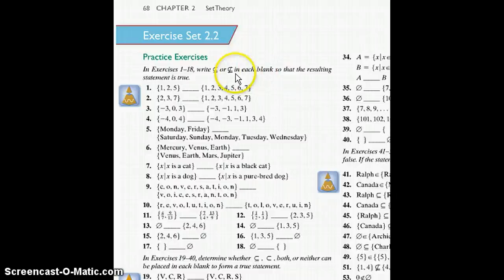So question number 1, write subset or not a subset for each of the following. So 1, 2, and 5. Is 1, 2, and 5 a subset? Well, is 1, 2, and 5 in here? Yes. So the only thing that you could put in here is a subset. So the answers here are going to be either the left symbol or the right symbol.